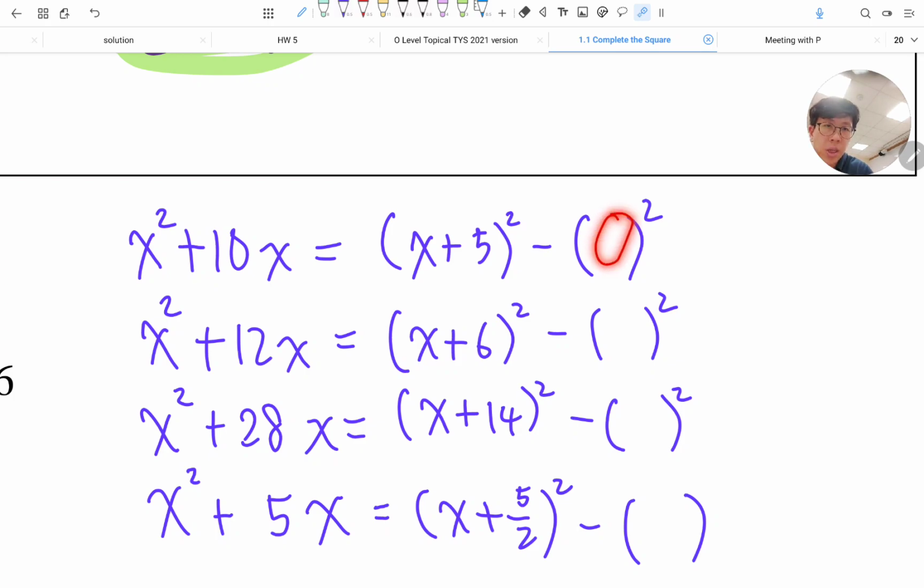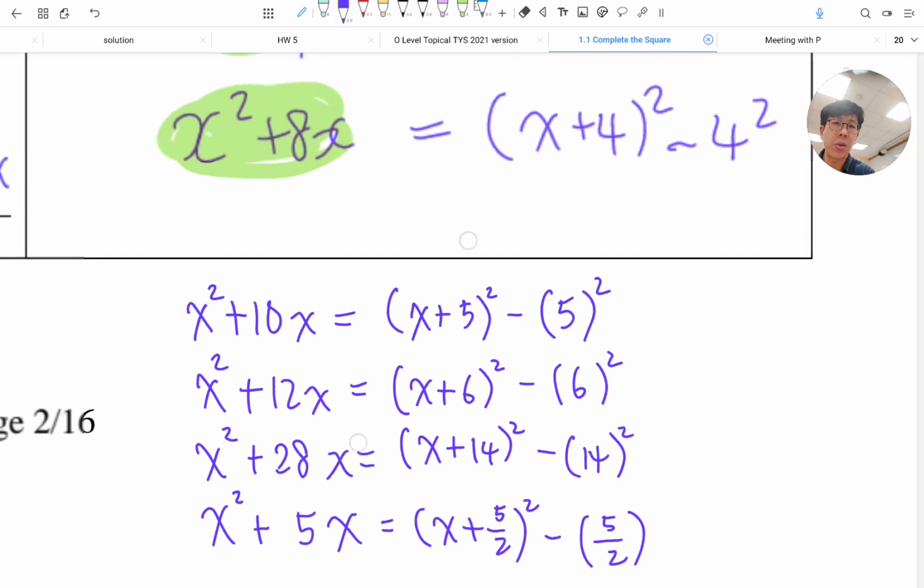The number that you see here should be the same as this, this, this, and this for each of these cases. So for the first question, I should see 5. Next question is 6, followed by 14, followed by 5 over 2. And actually what you have just done is to complete the square.